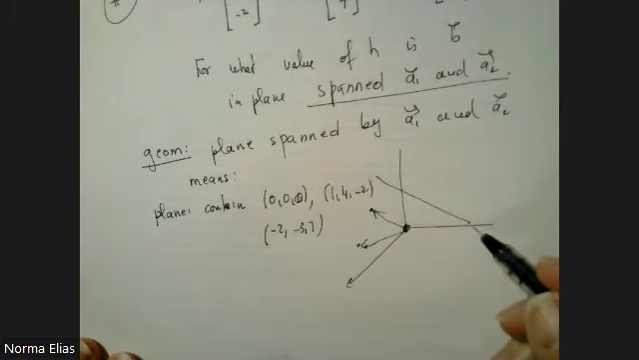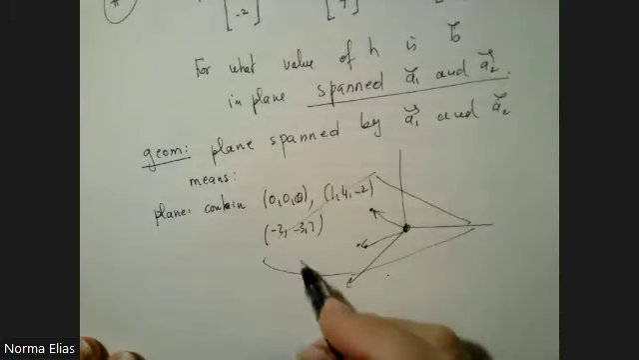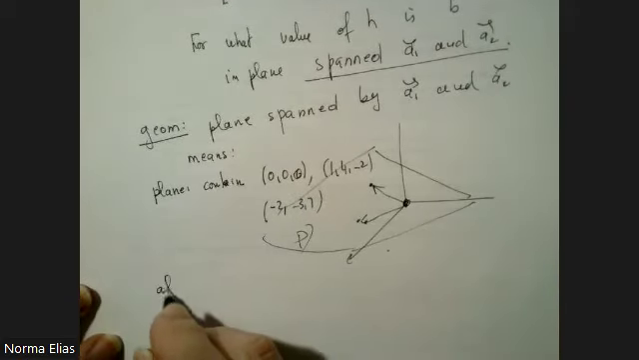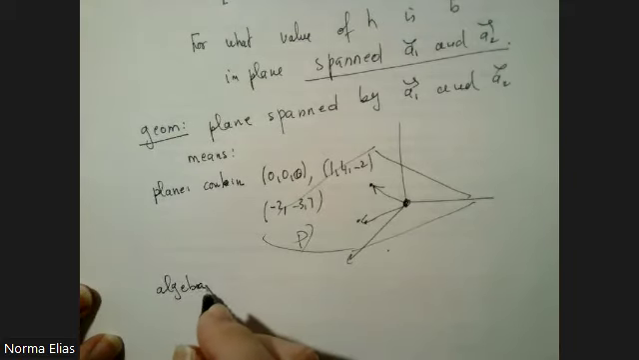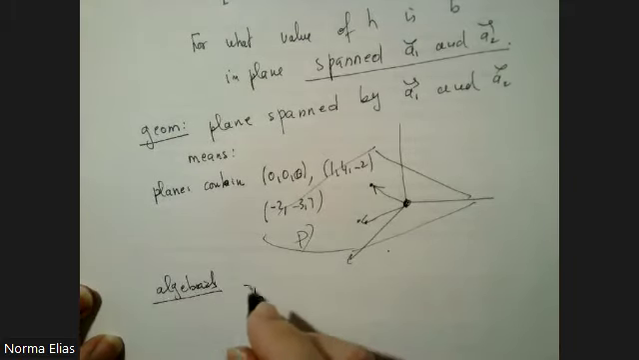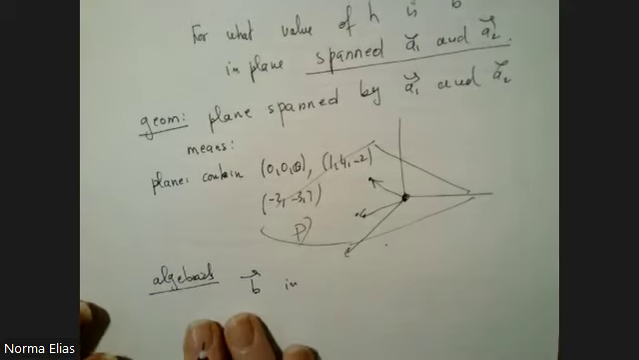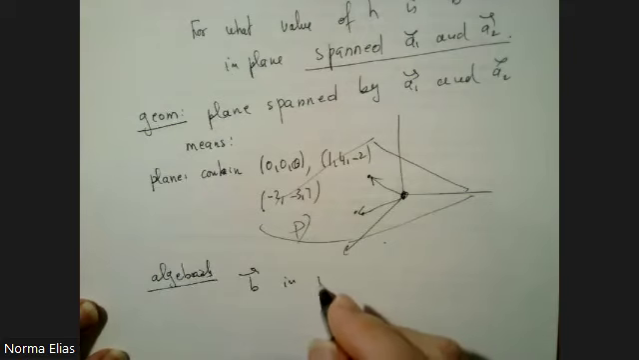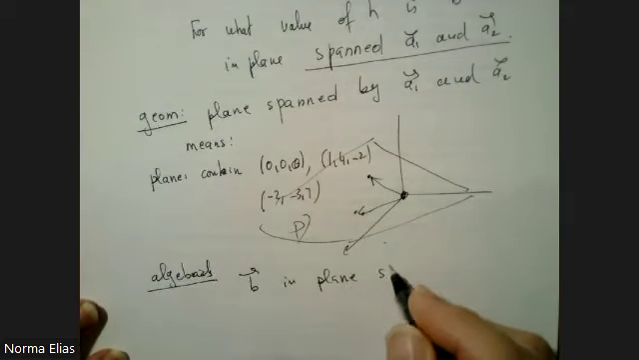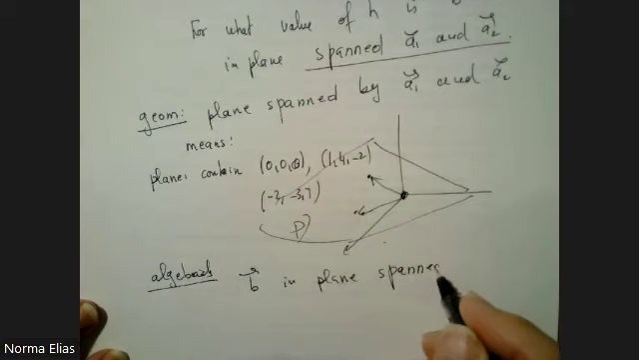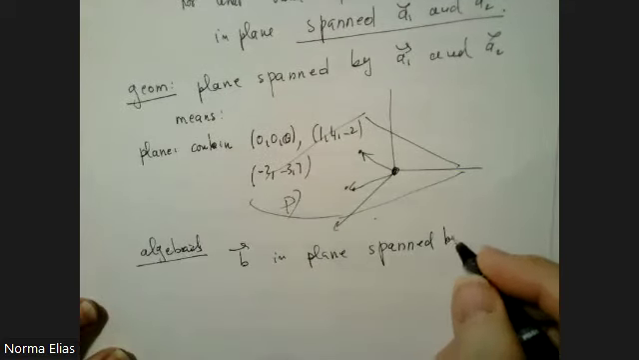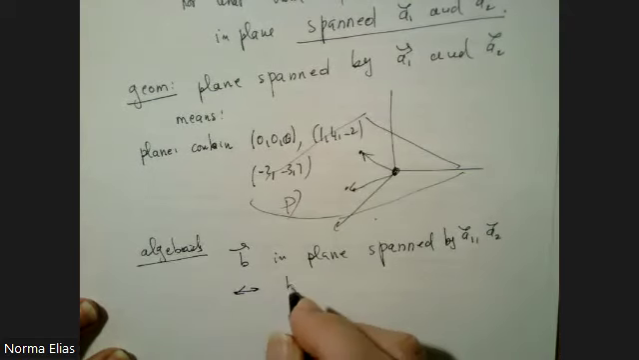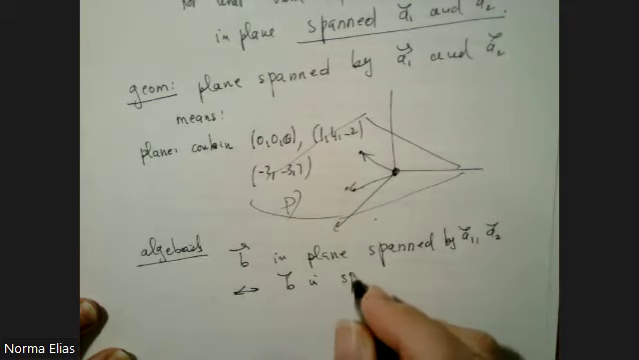And that's the plane that contains those. That's really the plane. Okay, so that's geometrically what they are talking about. And now algebraically, that's what all of you answered correctly. B is in the plane spanned by those two vectors, A1 and A2. It means B is a linear combination.